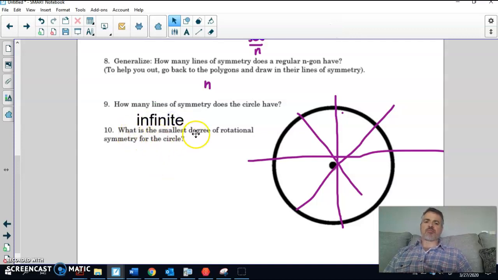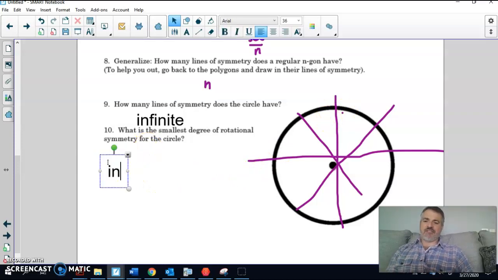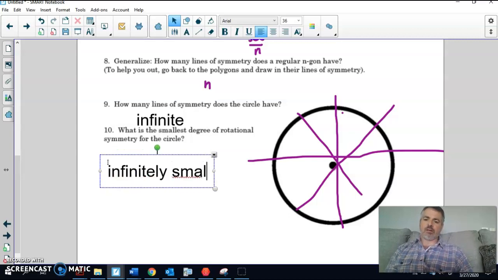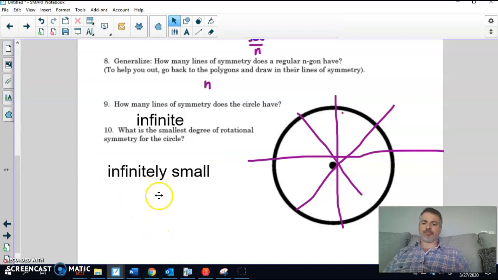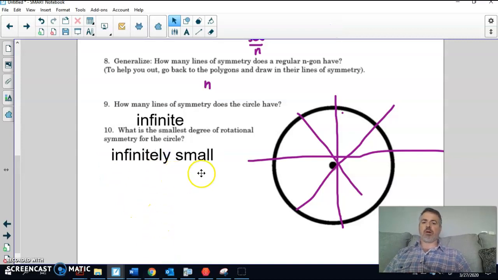And then it asks, what is the smallest degree of rotational symmetry? Well, basically, I can spin it really, really small, really, really big, and it's always going to map onto itself. Because of that, that's called an infinitely small angle of rotation. So it has an infinitely small degree of rotational symmetry, basically, until it ends up and maps onto itself.